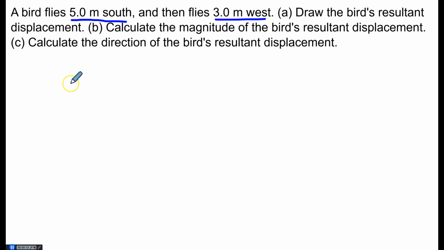Well, you may be tempted to draw the southward displacement and then connect to it the westward displacement, but you'll notice I've made two mistakes here. First of all, when I drew my arrows, 3 is not longer than 5. This is the bigger value, so that arrow should be longer.